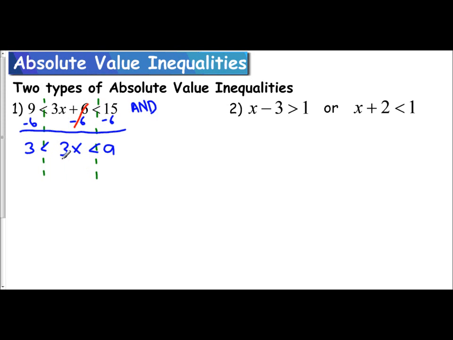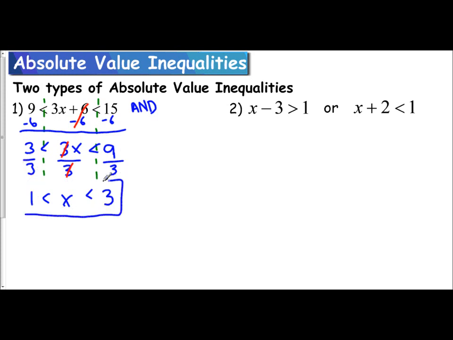And I continue. How do I get rid of the coefficient of 3? I divide by 3. And so if I do it to the middle, I'm going to have to do it to both outsides. 3 and the 3 cancel. That gives me the x in the middle. 9 divided by 3 is 3, and 3 divided by 3 is 1.